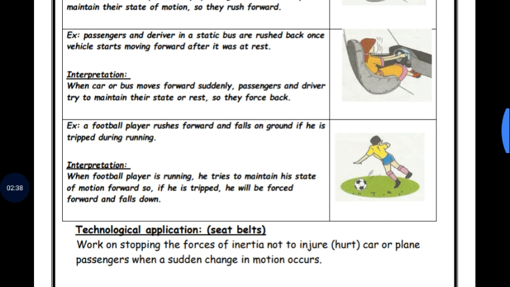Okay, the third example: the football player rushes forward and falls on the ground if he trips during running. Why? Because during running, he tries to maintain his state of motion forward. So he trips and falls down.